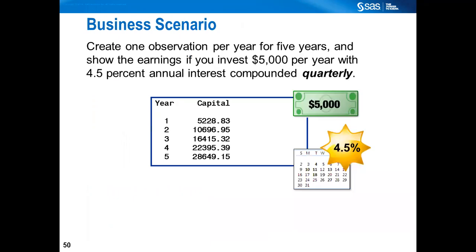All right, so now understand the business scenario. Create one observation per year for 5 years and show the earnings if you invest 5,000 per year with 4.5% annual rate of interest compounded quarterly.